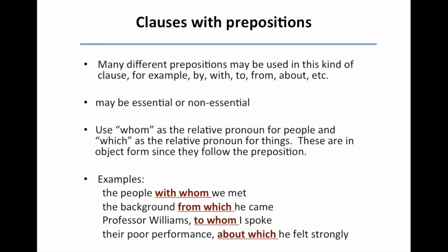The relative pronouns that follow the preposition must be in object form, and that limits them to whom for people and which for things. So don't use that or omit the relative pronoun when you write this type of clause. The people with whom we met and the background from which he came are essential clauses, and Professor Williams, to whom I spoke, and their poor performance, about which he felt strongly, would be non-essential clause examples.